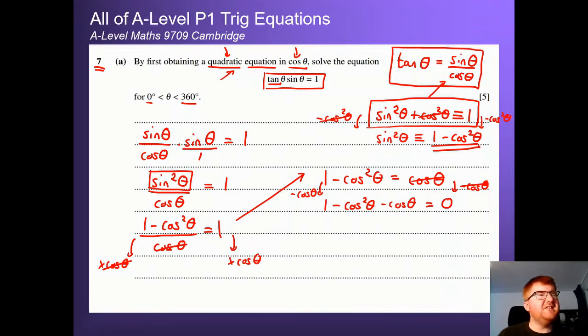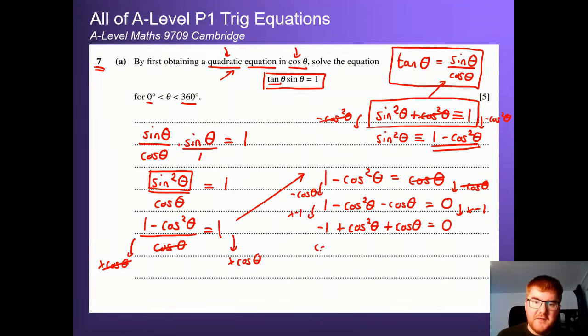Now at this point, I'm just going to tidy this up slightly. The first thing I'm going to do is multiply by -1 on both sides. This gets us a positive quadratic to deal with. That means then 1 times -1 is -1. -1 times minus cos squared theta is plus cos squared theta. -1 times minus cos theta is plus cos theta. And multiplying anything by 0 keeps that at 0.